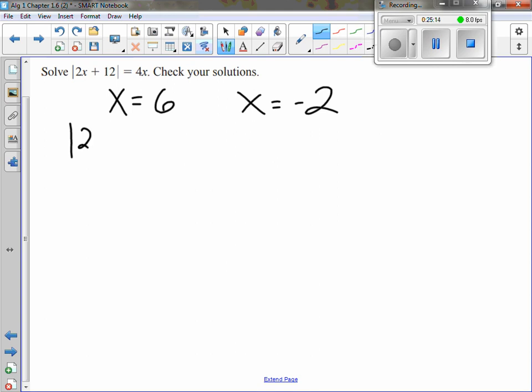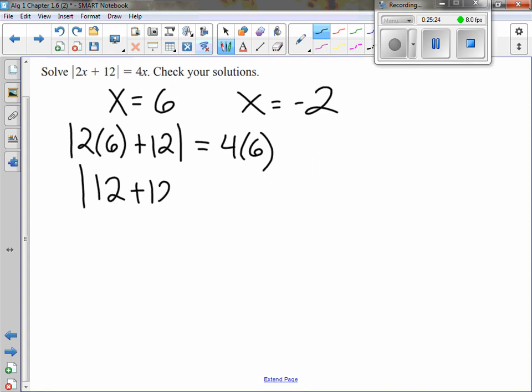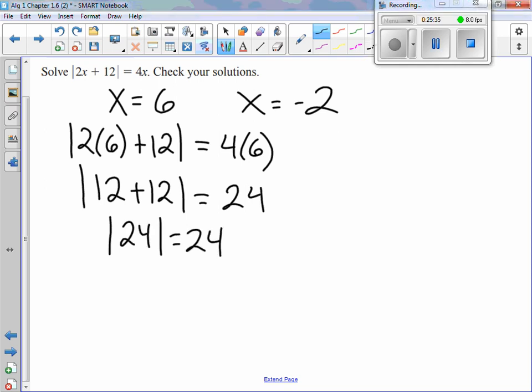So we can plug it back in. 2 times 6 plus 12 is equal to 4 times 6. Well, 2 times 6 is 12, plus 12. 4 times 6 is 24, yes? 12 plus 12 is? Absolute value of 24 is 24. That worked, no big problem, yes?